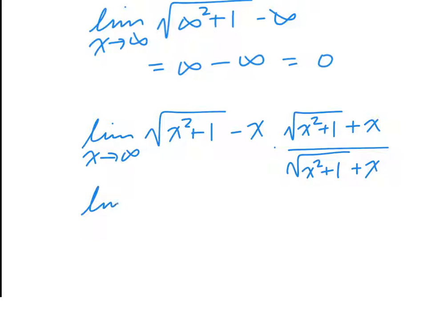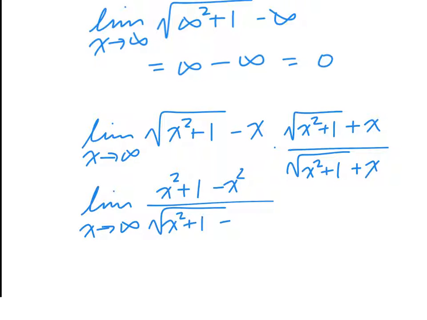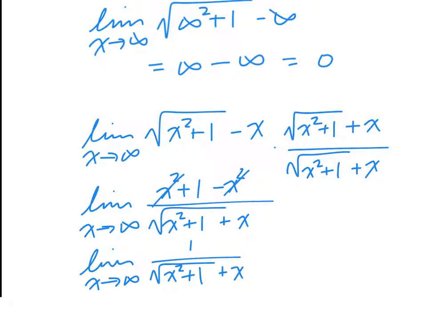Then this is going to be limit as x goes to infinity of x squared plus 1 minus x squared over square root of x squared plus 1 plus x. In the numerator, please just remember a squared minus b squared and do it out in your head. You really need to do that now so you can speed up that part and learn the calculus part. That's going to cancel. So that's the limit as x goes to infinity of 1 over square root of x squared plus 1 plus x. Now if you plug in infinity, what are you going to get?